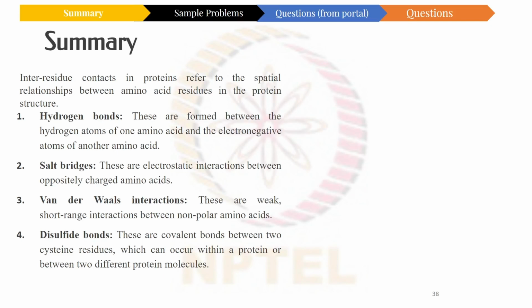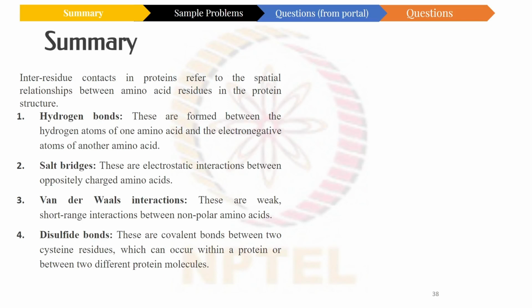So these van der Waals interactions play an important role in stabilizing the tertiary structures. Van der Waals interactions help to stabilize the packing of amino acids in the core. Then we have other things such as disulfide bonds, aromatic interactions, cation aromatic interactions, sulfur aromatic interactions. So the identification of interresidue contacts in proteins can be done using experimental techniques.